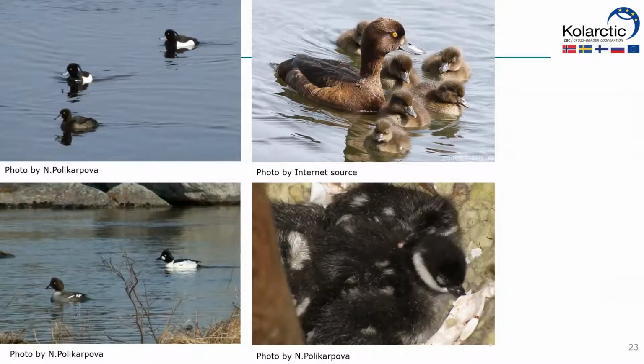Some species have males and females of very different appearance. In the upper picture, you can see a male and female of tufted duck. In the picture below, there is a goldeneye. You can see that males are brighter and more attractive.